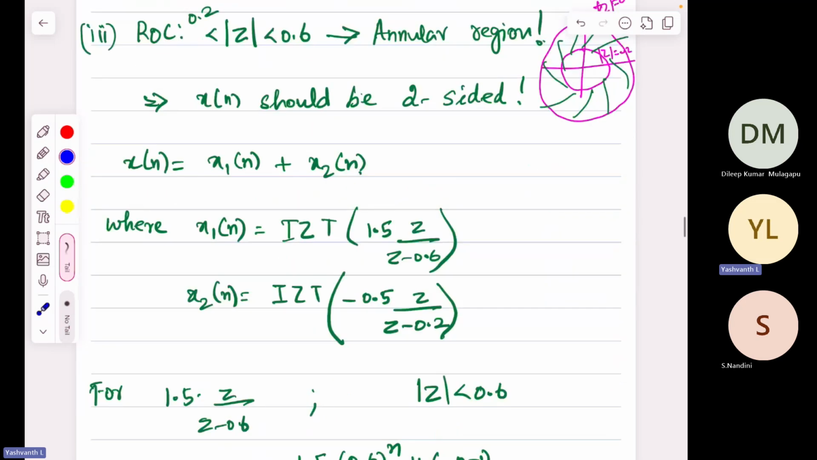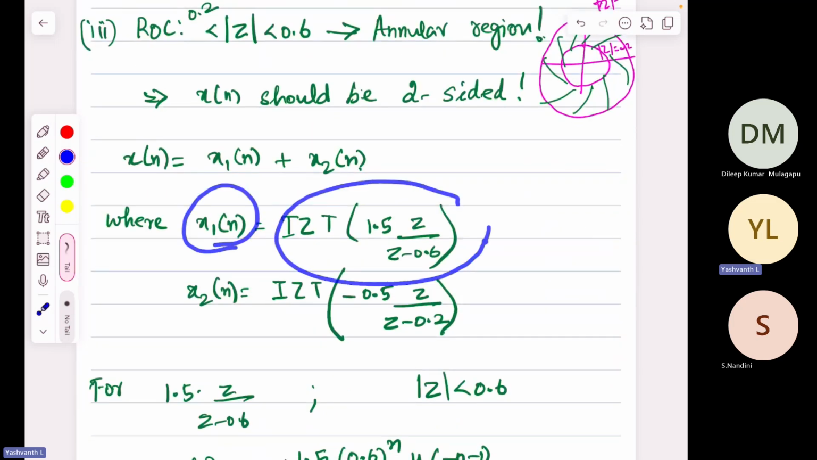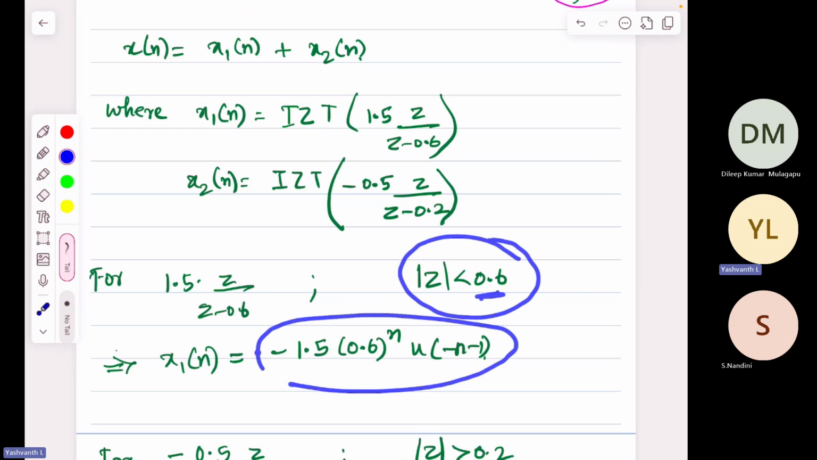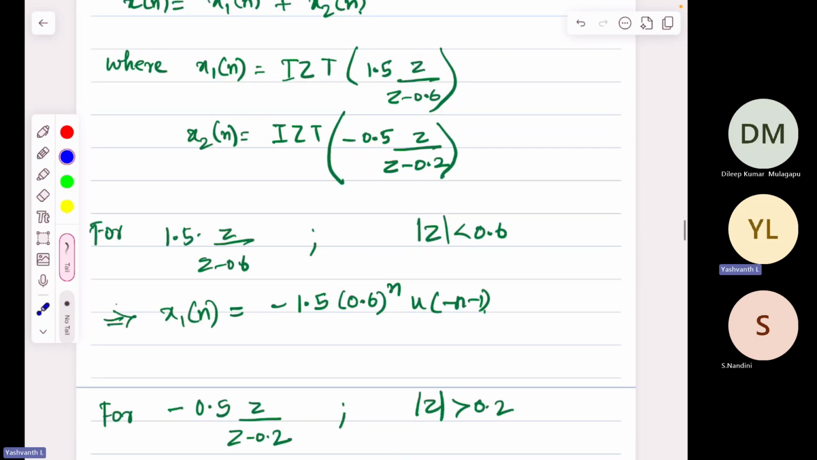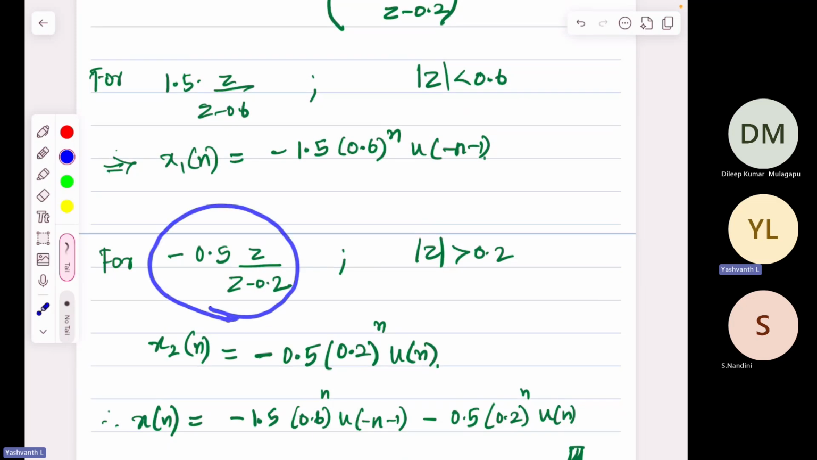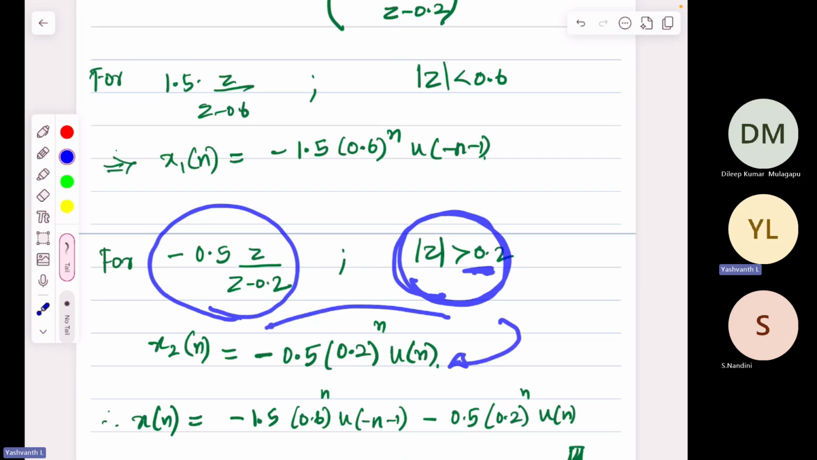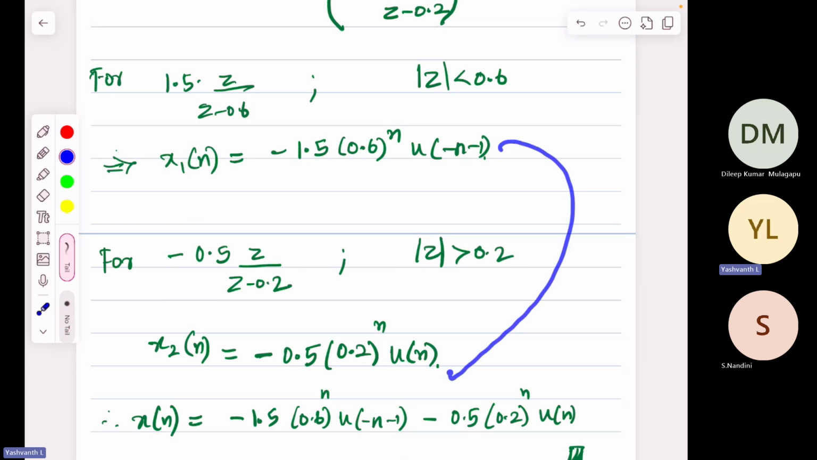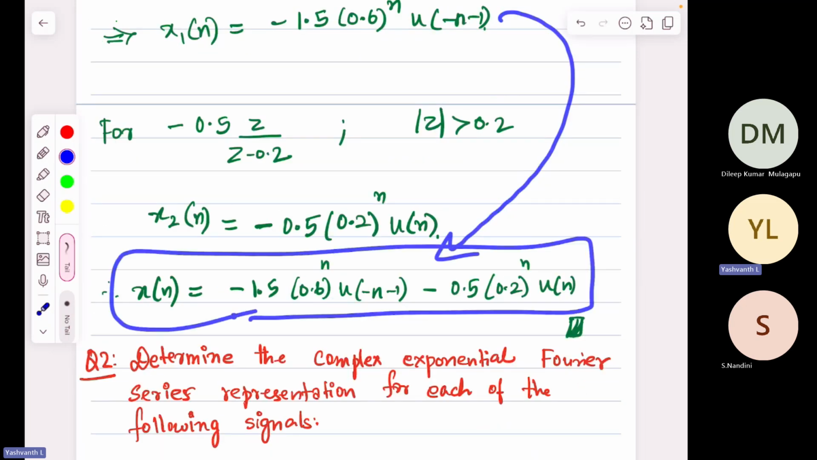So basically x1 of n is the inverse z transform of 1.5 times z by z minus 0.6, but its ROC is the interior part of 0.6. Therefore its inverse z transform is minus 1.5 times 0.6 power n into u of minus n minus 1. Similarly, if you take the second signal, that will correspond to an exterior part of the circle with radius equal to 0.2, whose inverse z transform is given by minus 0.5 times 0.2 power n into u of n. Therefore, add both of them, you get this particular expression.